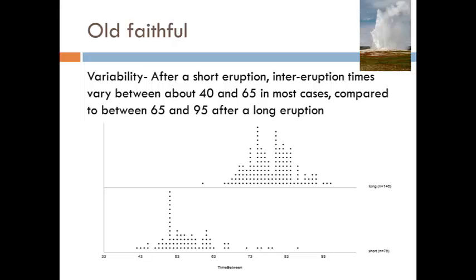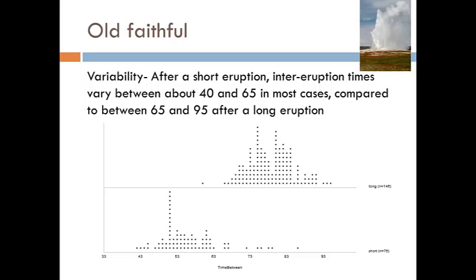to erupt again. On the other hand, if we look at the bottom dot plot, after a short eruption, that is when Old Faithful erupts for less than 3.5 minutes, typically interruption times vary between 40 and 65. So when we talk about variability, one way is to talk about the range of the bulk of the data. Where's the bulk of the data?